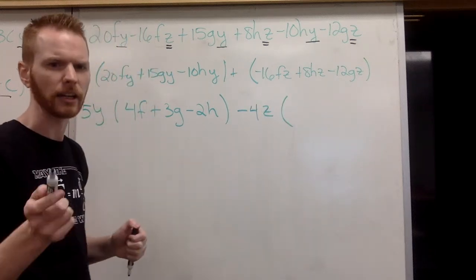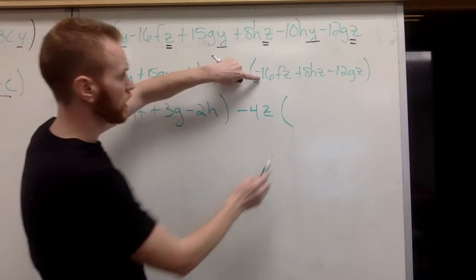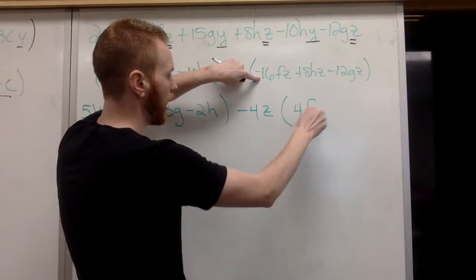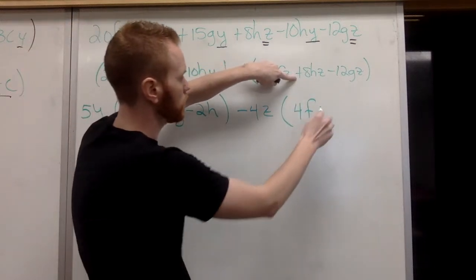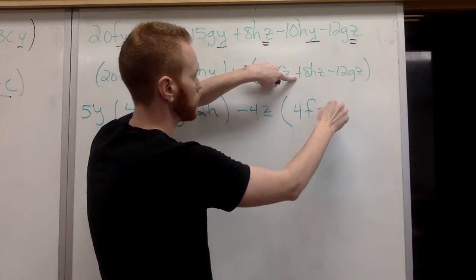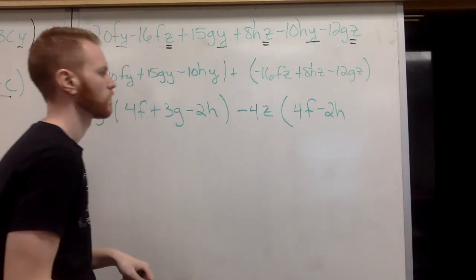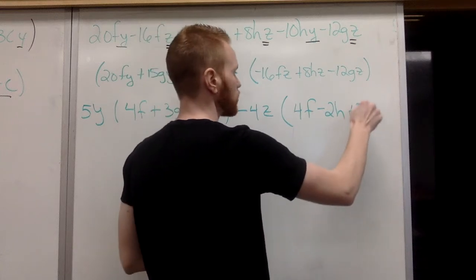Okay, so why the negative? Well, here's where it comes into play. This would give me a 4f. This one would give me a minus, what would that be, 2h. And the last one would give me a plus 3g.